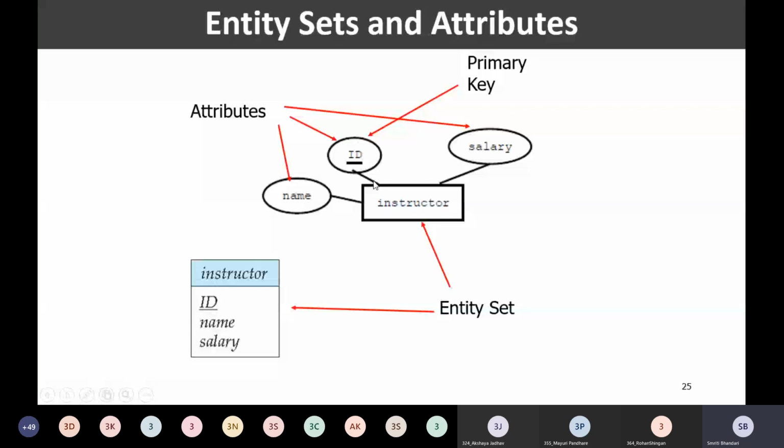It may happen that more than one attribute works as the primary key, so a combination of attributes is also possible. For this example, the instructor entity set, we have a single attribute working as the primary key. So ID is the primary key, with an underline. So these are the notations to be used to draw the ER diagram.